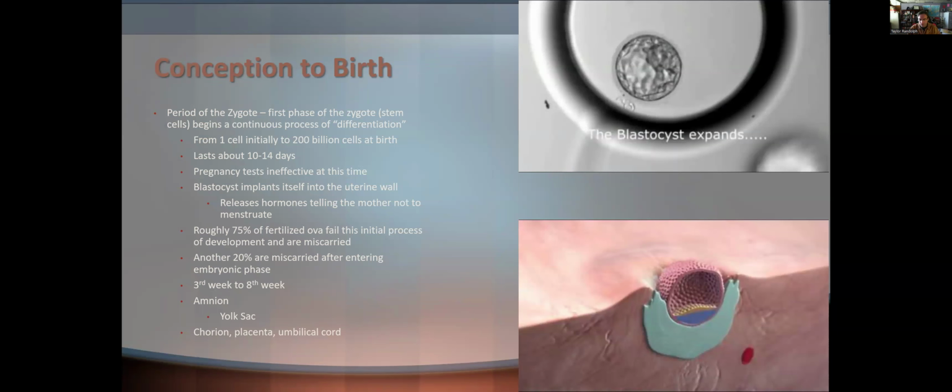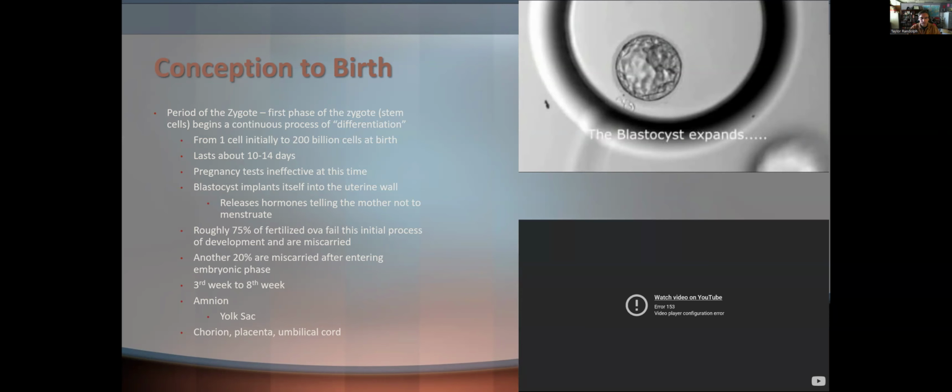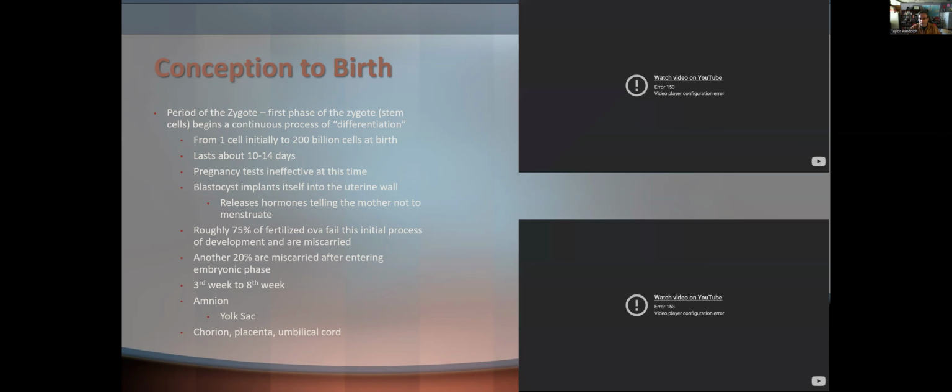We think of trimesters for the pregnancy. Pregnancies have a different sort of time frame versus the development of the fetus, the zygote and fetus. So we're going to differentiate those and we're going to talk about some things that are important.